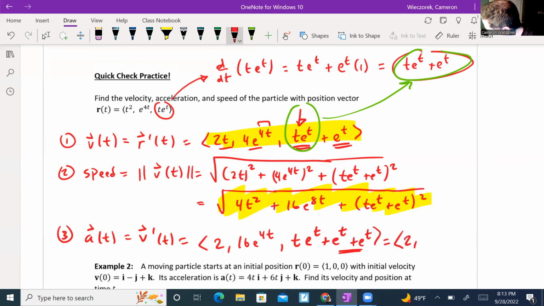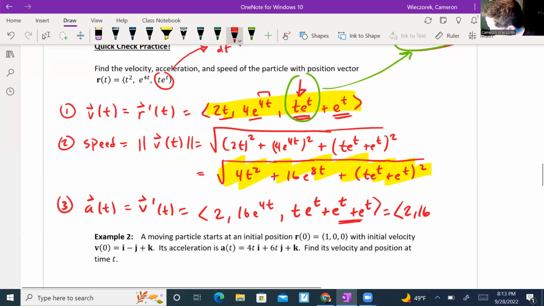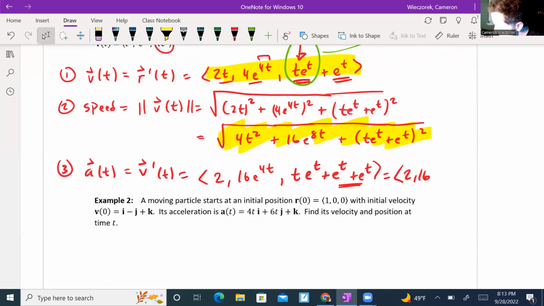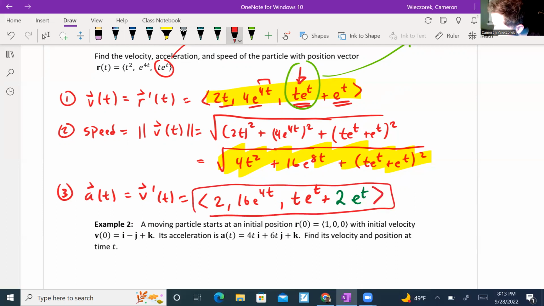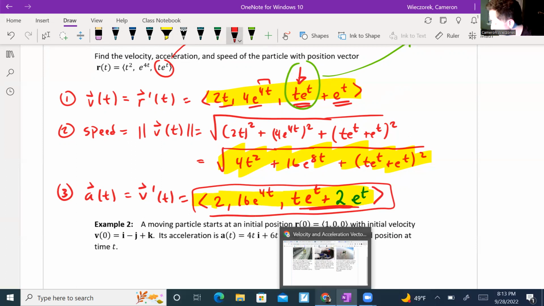We get 2, 16. I'm running out of space. I'm just going to erase this part and write 2t. So I'm taking e to the t and e to the t, adding them together. I would get 2e to the t, just to save myself some space here. That would be the simplified version. There's my acceleration. And from that last component, if you wanted to factor out an e to the t, as long as you keep it inside the brackets, you could.